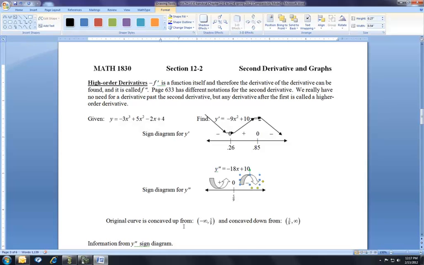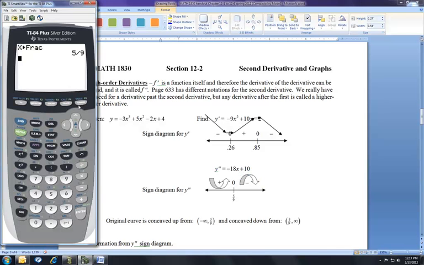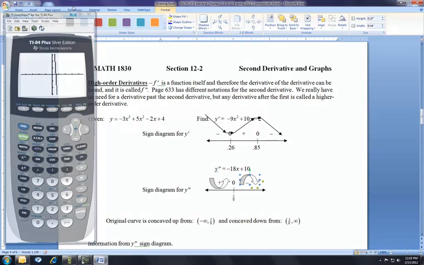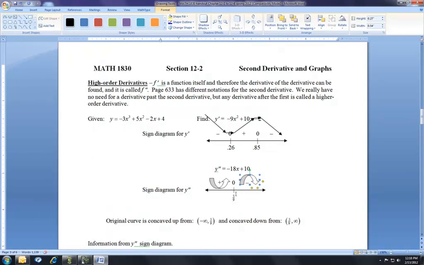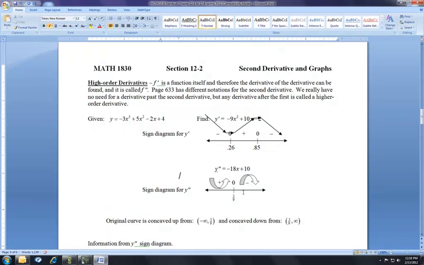So the original curve is concaved up from negative infinity to 5/9, because, well, actually, let me get my curve back up here. Notice right here, from negative infinity to 5/9, it's above. That's where the positive comes from. Guys, all this is the exact same thing I do with my first derivative. And after 5/9, if you'll notice, my curve is below, which is negative. So it's concaved up from negative infinity to 5/9, and concave down from 5/9 to positive infinity.